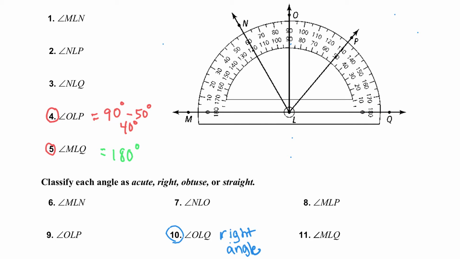For number 11, we want to find the measurement for angle MLQ. You notice we found it up here, it was 180 degrees, so that's going to be classified as a straight angle. And why is it a straight angle? Because the measurement is 180 degrees. So from problems 1 through 5, you just have to give me the measurement using the protractor, and then 6 through 11, you have to identify it as acute, obtuse, right, or straight.